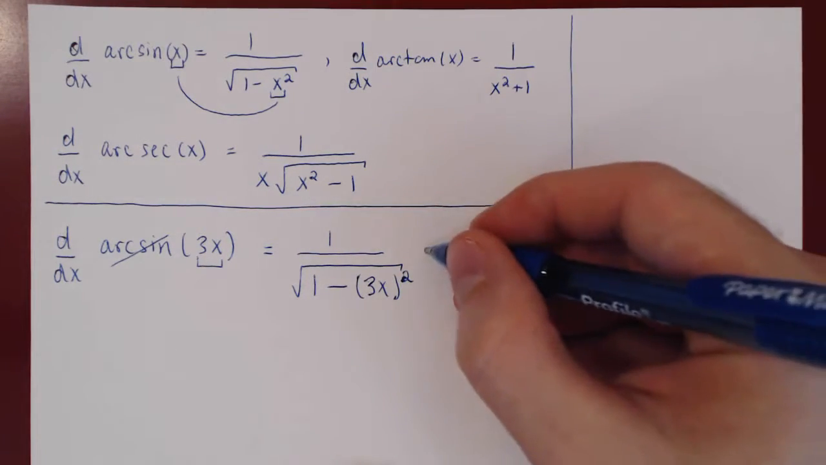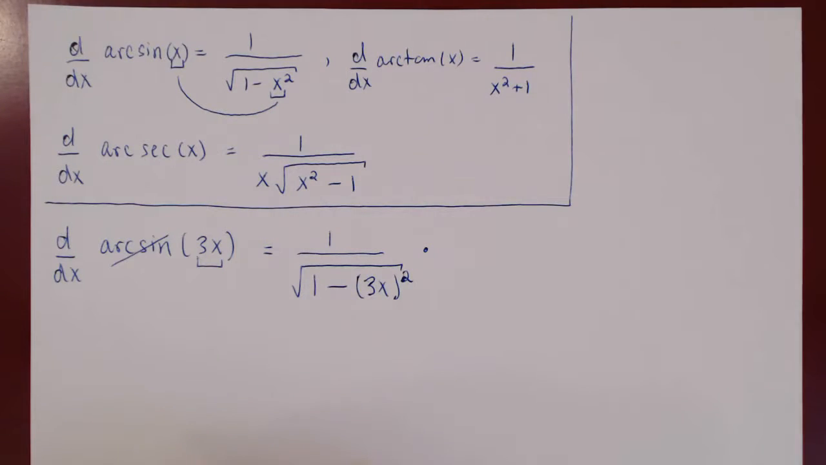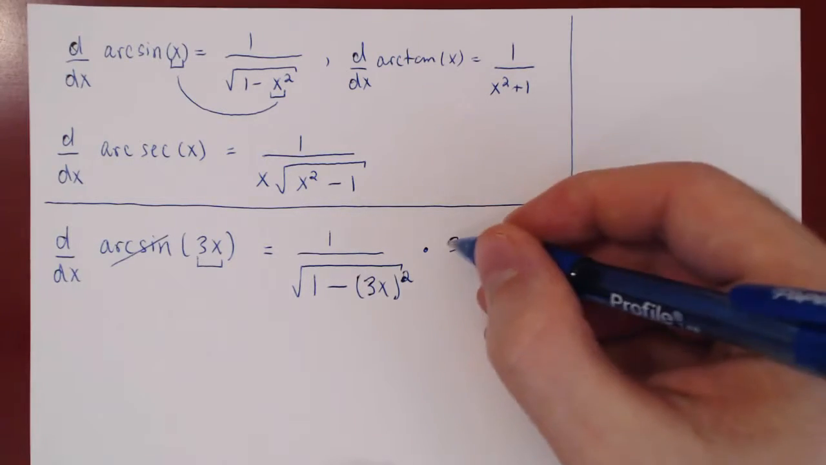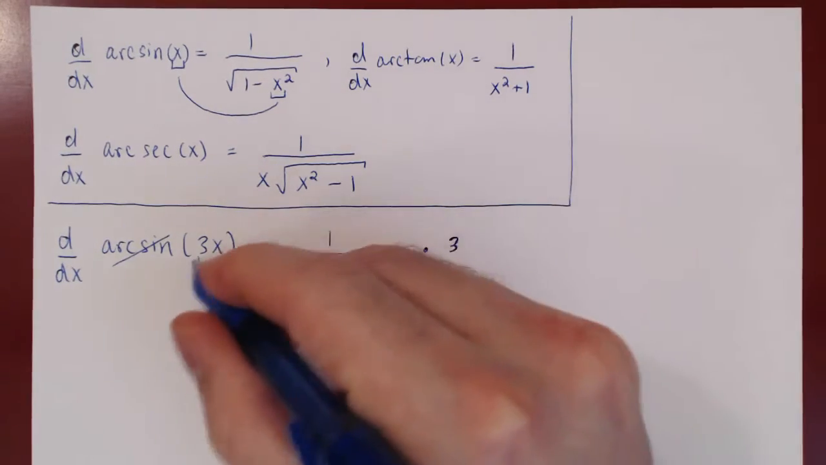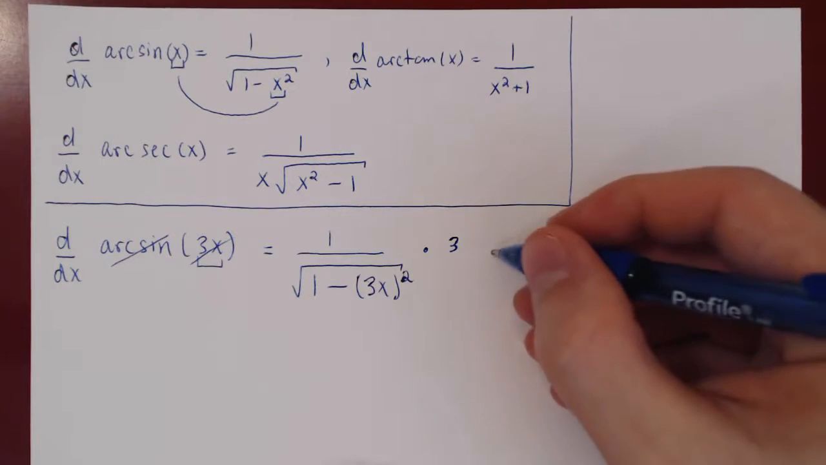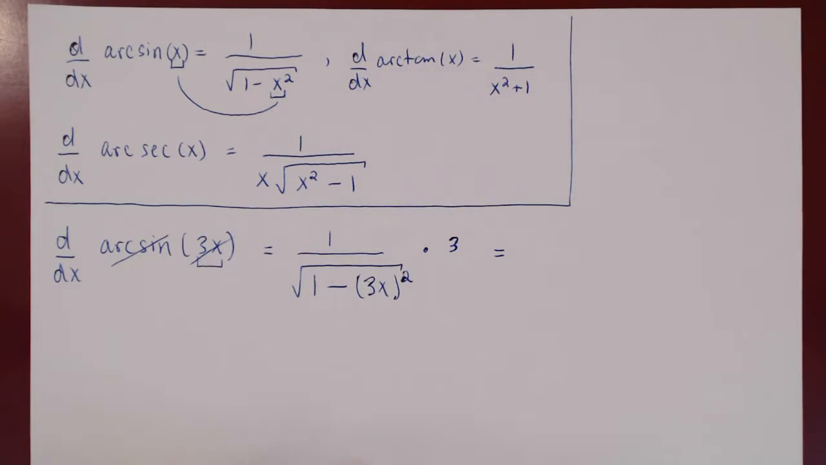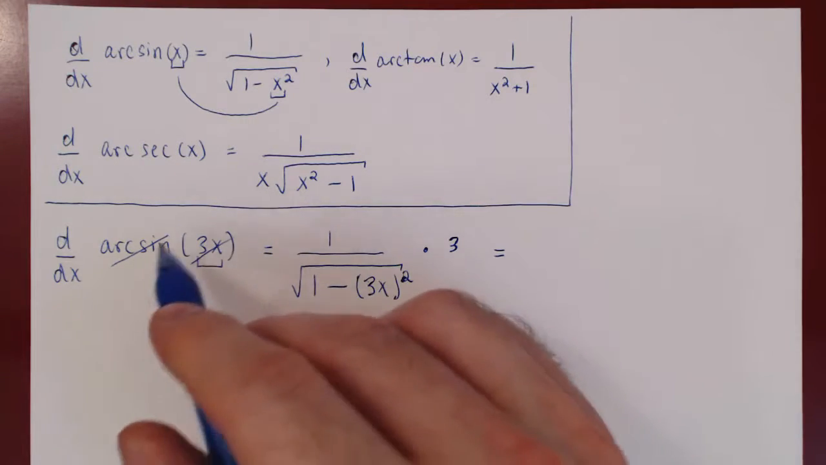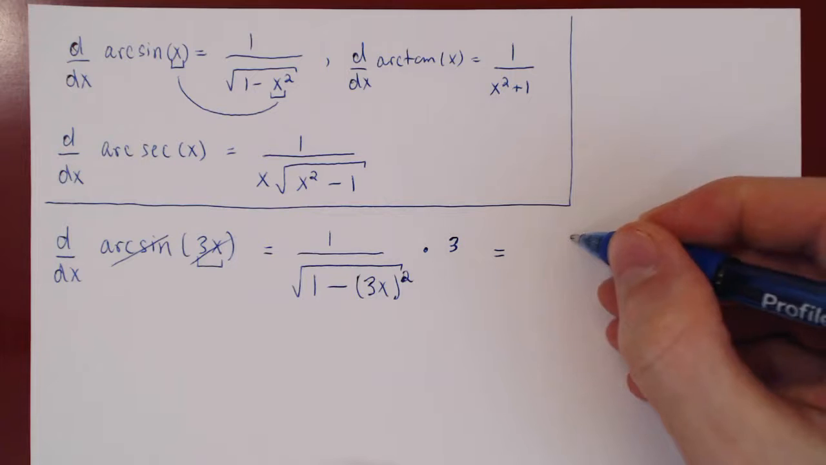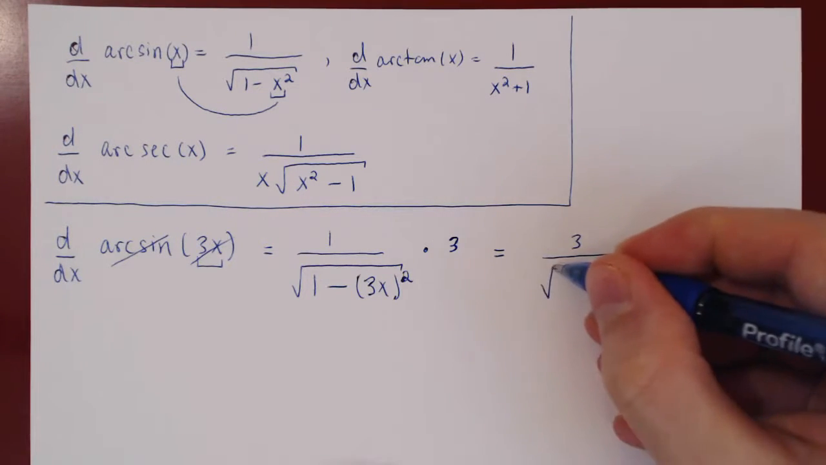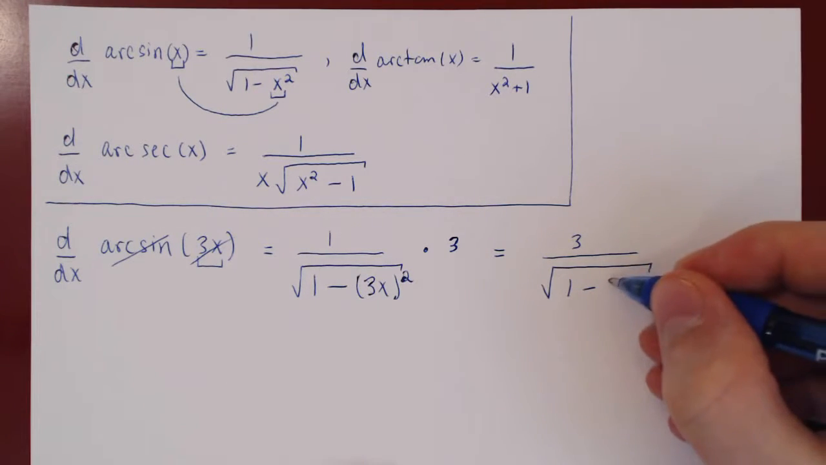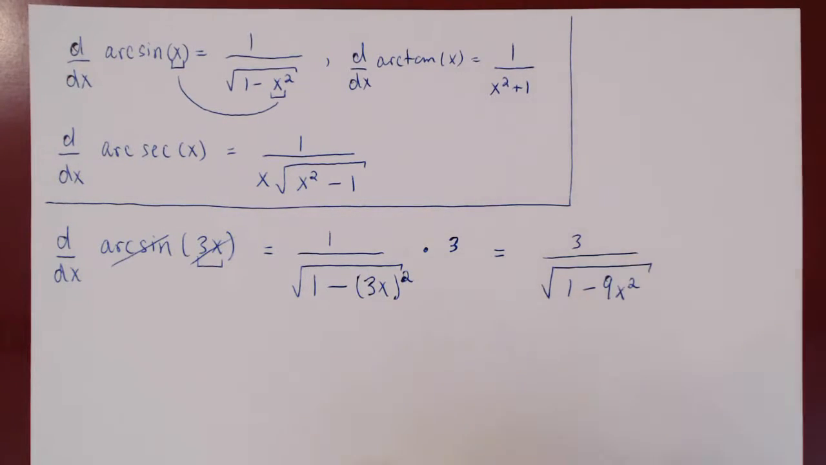But we're not done. We have to multiply what we have so far by the derivative of what's left over. What's left over is 3x. The derivative of that is 3. And now there is nothing left over, so we can rewrite this slightly in a simpler form, but the derivative is over. So we have 3 over the square root of 1 minus, and here you can square this, which will give you 9x squared. And that's the derivative of arc sine of 3x.